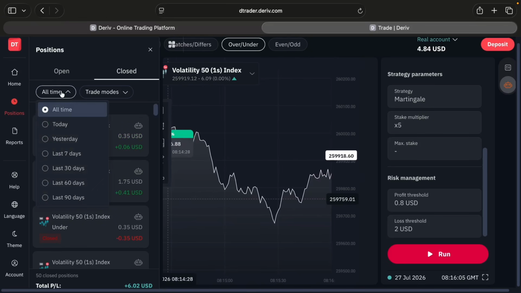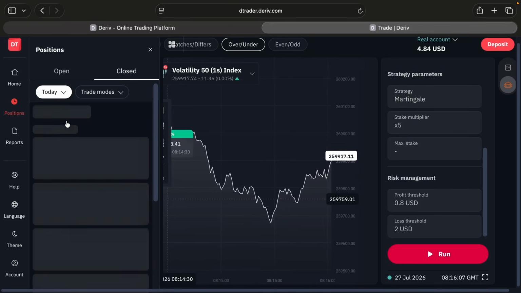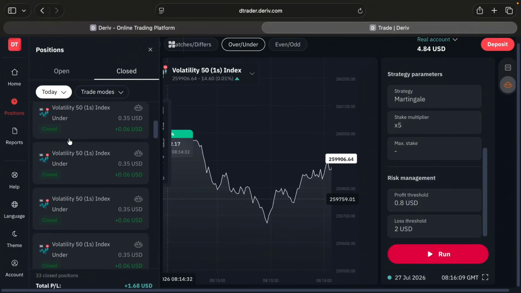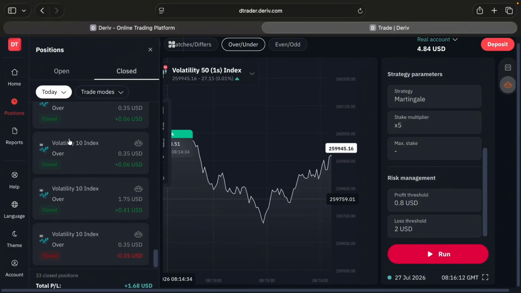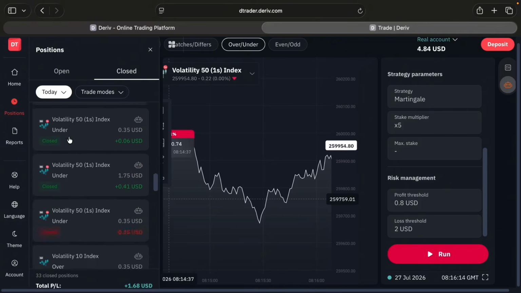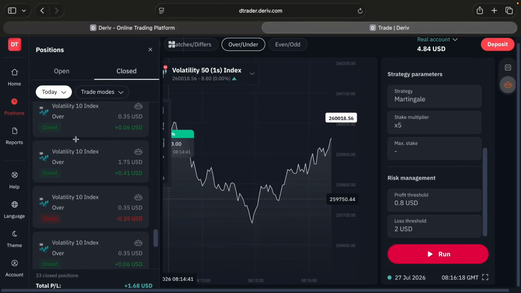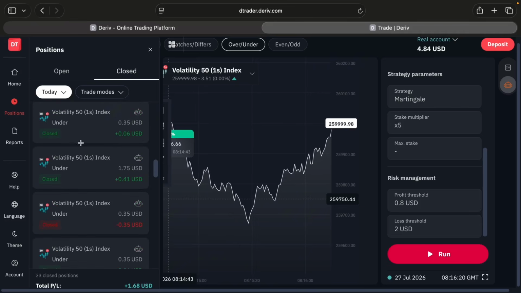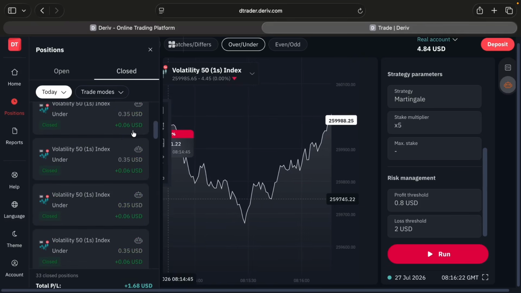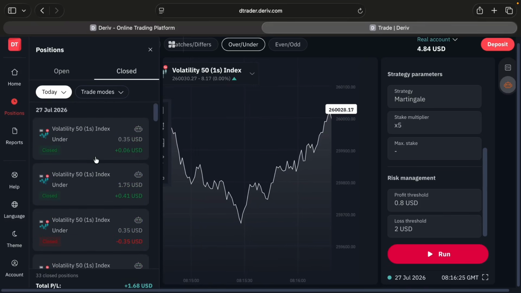So let me look if we can be able to see today. No, today. This is today. Oh, these are the ones you have done. Okay, so yeah, you can see all the trades we have executed. Yeah, we have been able to hit 0.84. Yeah, we hit 0.84, which is a good growth rate, all right?